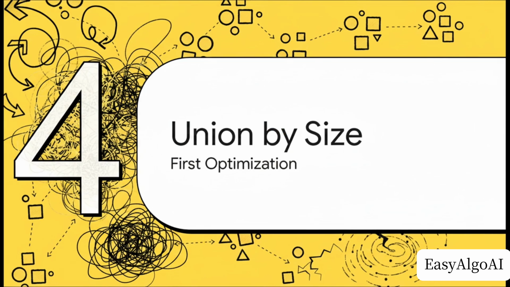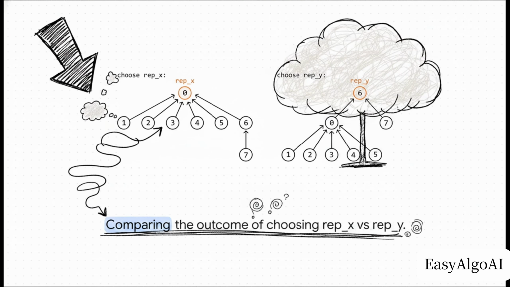All right, moving to section 4, optimization: union by size. First optimization. Our basic union and find structure works, but as our communities grow and merge repeatedly, a hidden flaw starts to pop up that we absolutely have to fix. Let's see what happens when things get lopsided. Look at what happens if we merge a massive community into a tiny one.